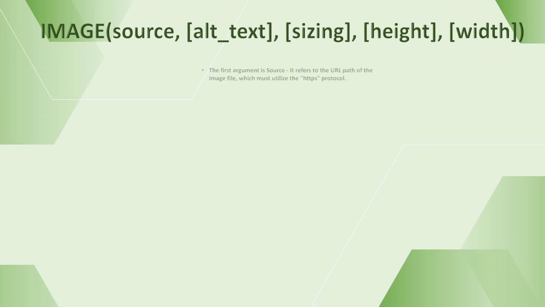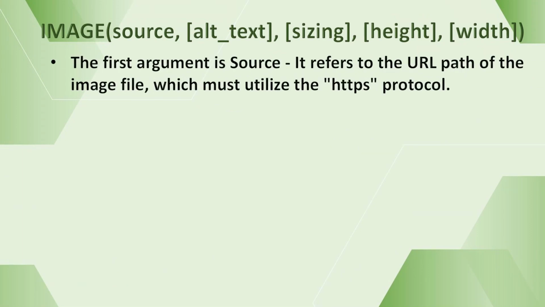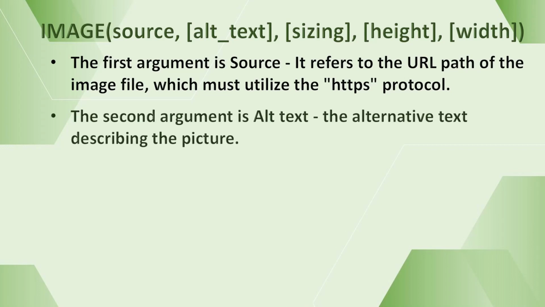The first argument, source, is mandatory. It refers to the URL path of the image file, which must utilize the HTTPS protocol. This argument can be provided either as a text string enclosed in double quotes or as a reference to the cell containing the URL. The second argument is alt text, the alternative text describing the picture.